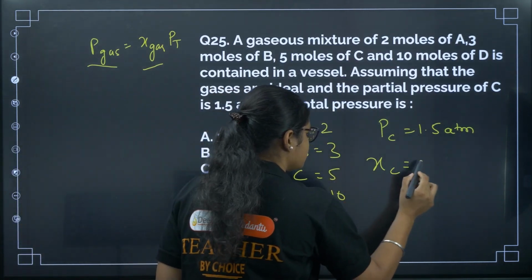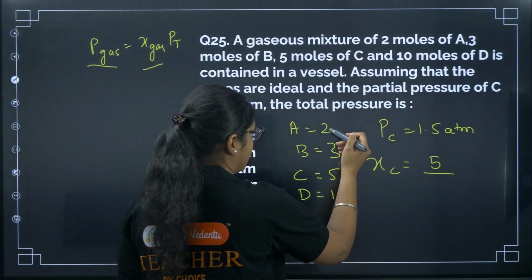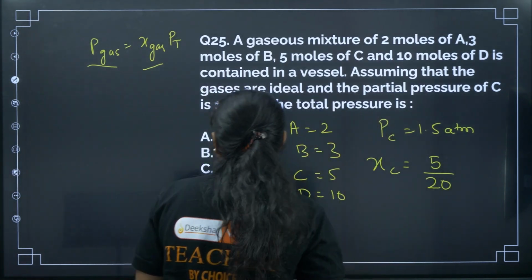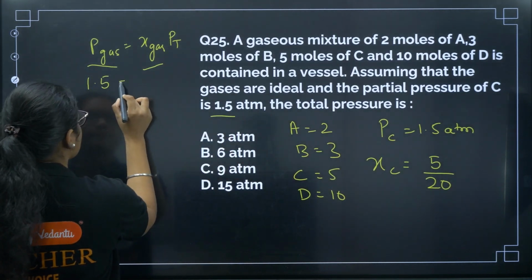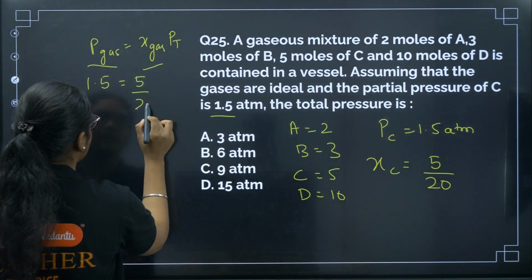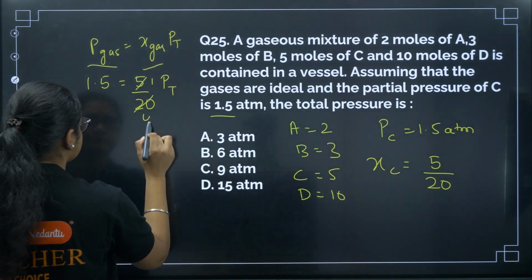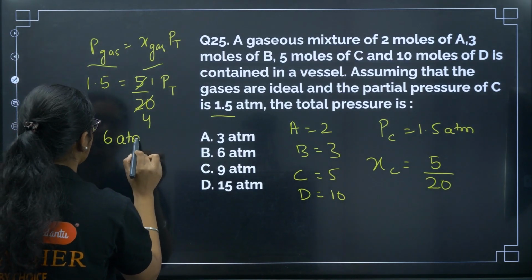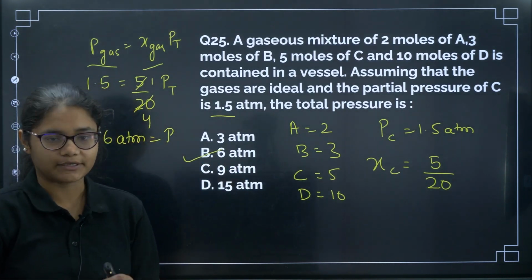So what is the number of moles of C? 5, and the total number of moles is 5 plus 3, 8, 9, 10 plus 10, 20, right? So partial pressure of the gas is 1.5 atm, that is equal to 5 by 20 into P total. So now if I solve this, I'll get 6 atm is equal to P total. So the correct answer for this question is option number B.